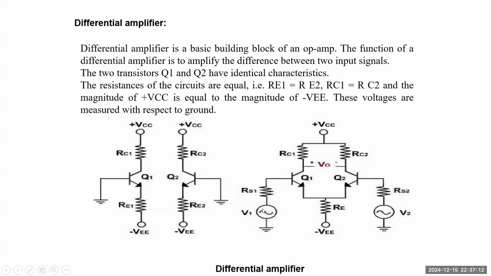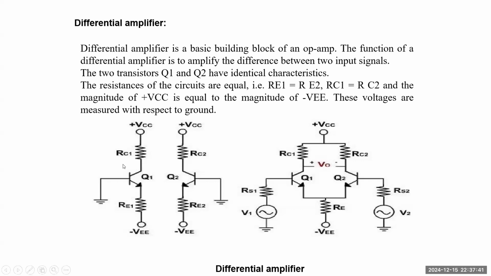But practically, no two amplifiers are similar. No two transistors are constructed in the same manner. They differ by certain values. So that's why even though we make V1 equals V2, the output voltage is not equal to 0, and it is proportional to the difference of the two input voltages V1 and V2.